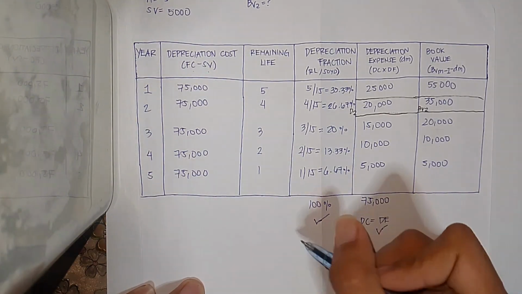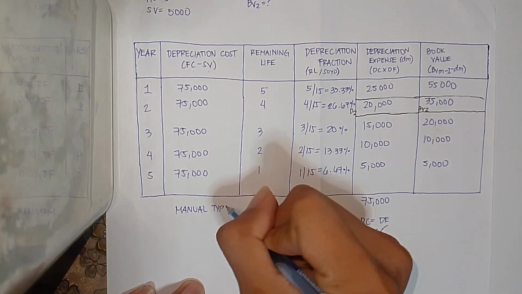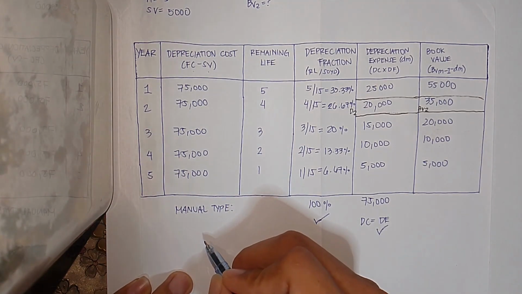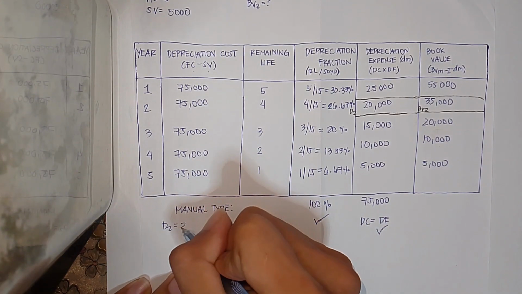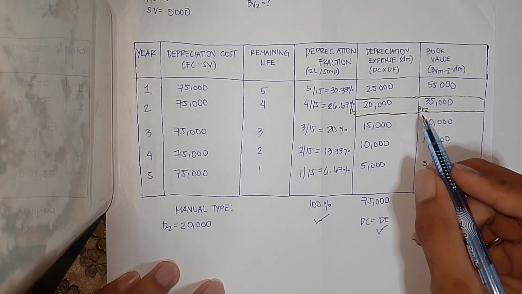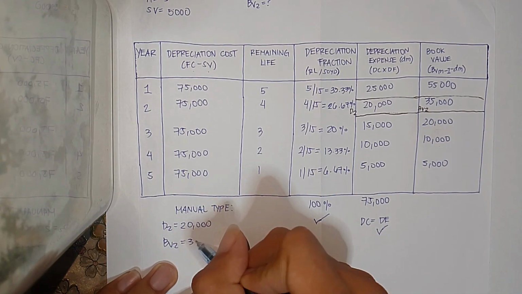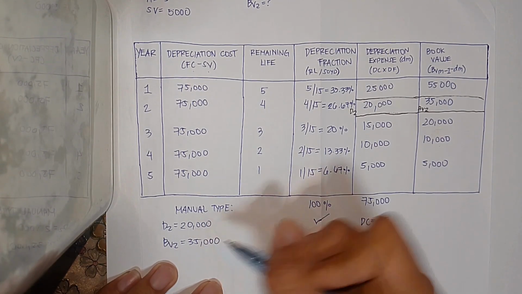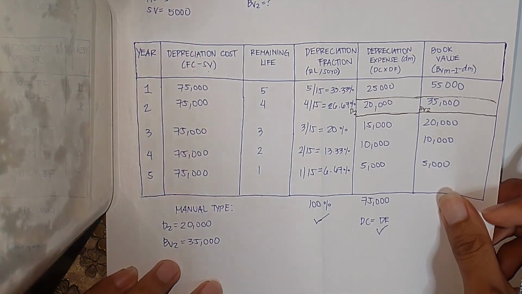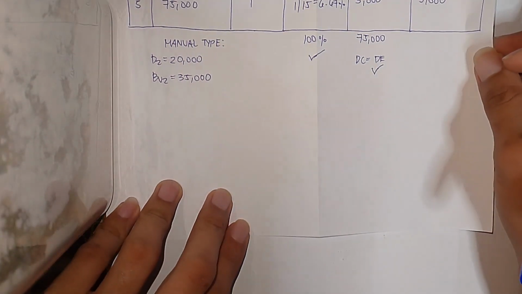So our answer for manual computation is: depreciation at second year, D2, is equal to 20,000, and the book value at the end of second year is 35,000. To check if our manual computation is correct, we need to use the two formulas.